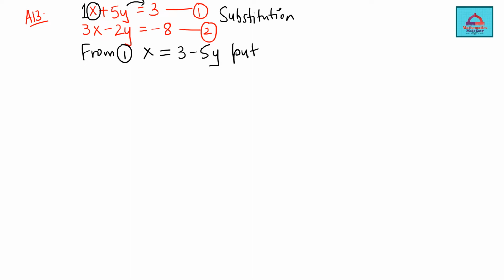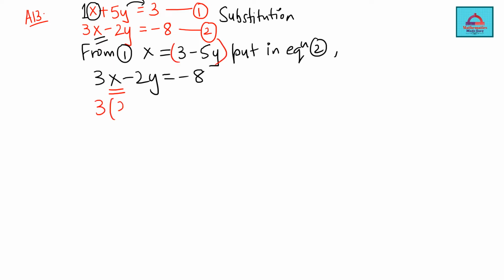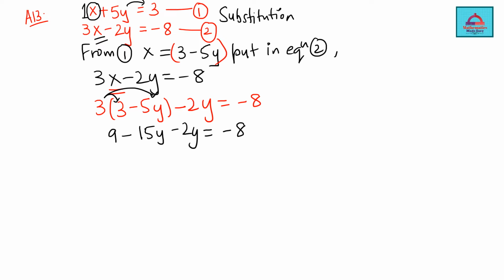Put this, or substitute this, in the next equation, which is equation 2. So wherever there is x, I'm going to put 3 minus 5y. So 3x minus 2y is equal to minus 8. This is the equation. So let's plug in instead of x this value. So 3 times (3 minus 5y) minus 2y is minus 8. This is what you get. So now you have brackets, so you are going to do the distributive property. Let's distribute. This is 9 minus 15y minus 2y is equal to minus 8.